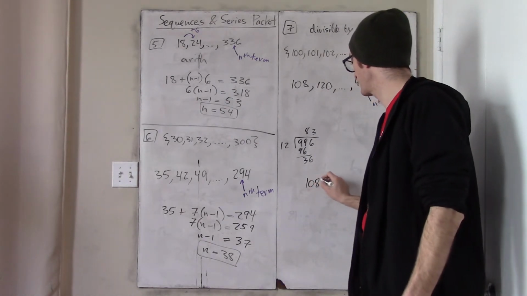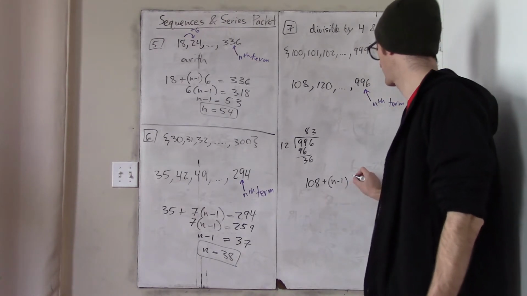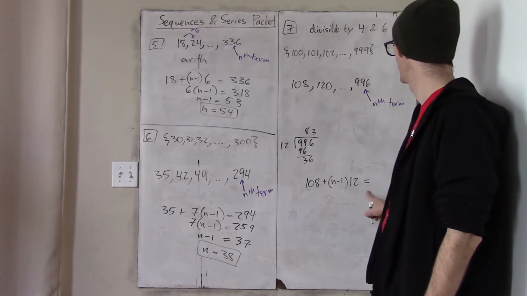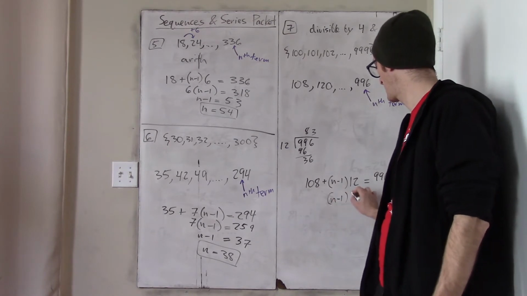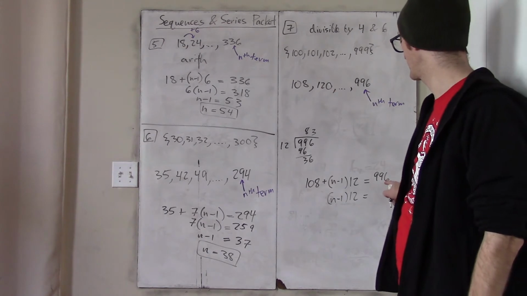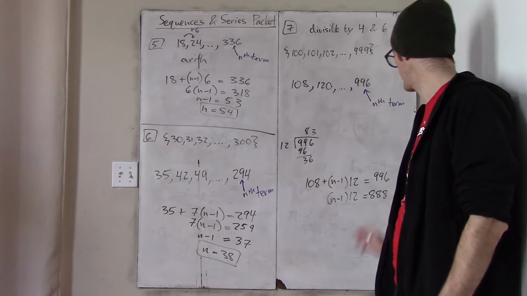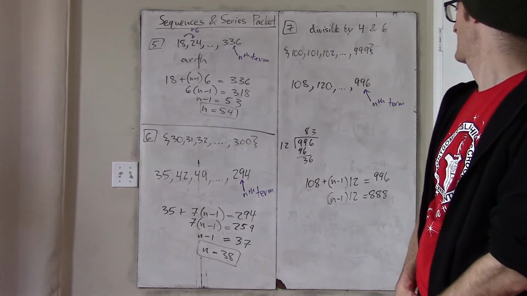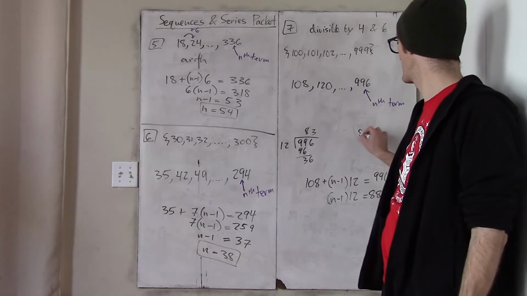So 108 plus how many 12s are required to get 996? And yeah, if I subtract 108, I get 888. Let's see, did I do that right? 8 is 96, and yeah. And so now, how many times does 12 go into 888?